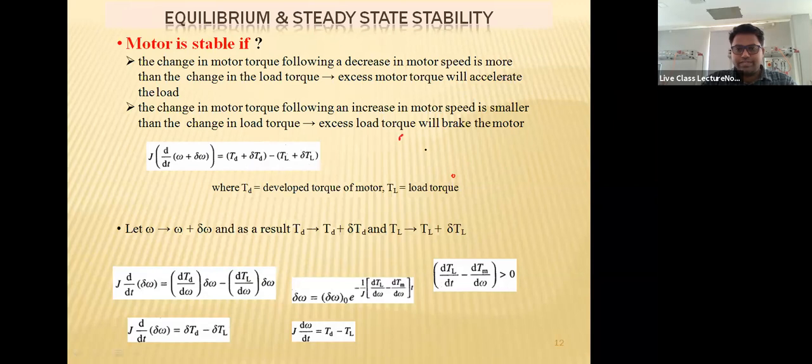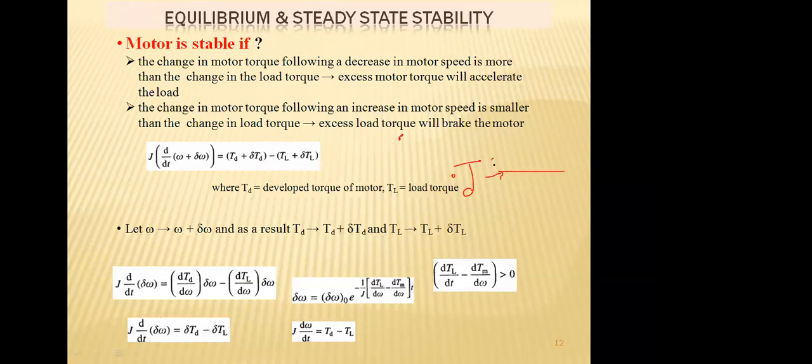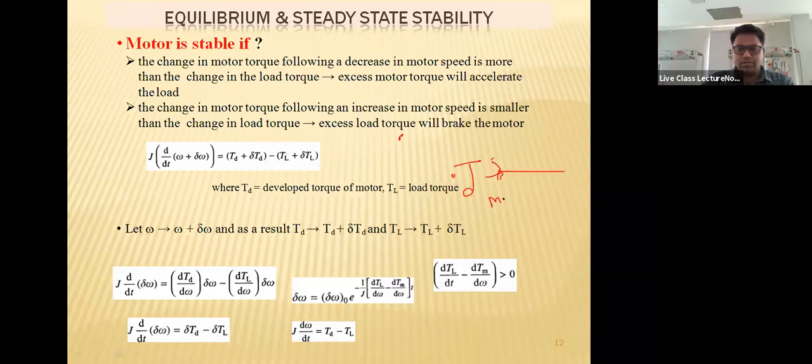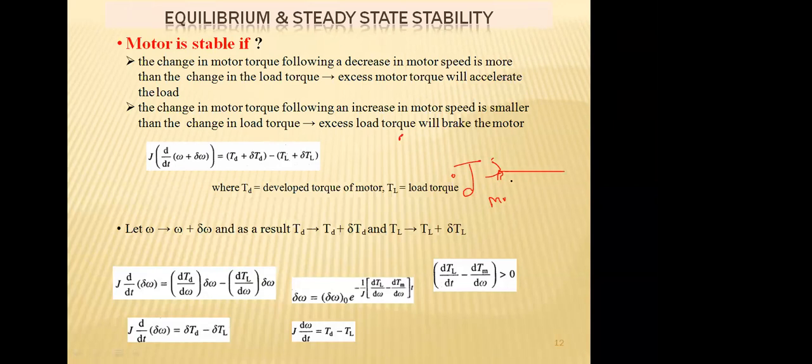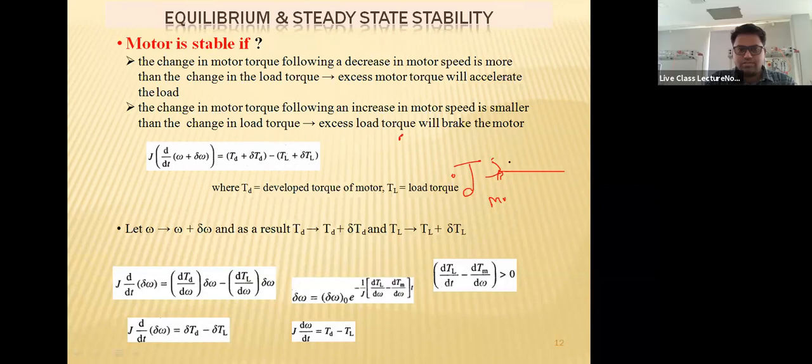So what is J? What is J called here? J is called the imaginary. J is not the imaginary. J is the moment of inertia. Oh yes, the moment of inertia. So we'll take up these things later.